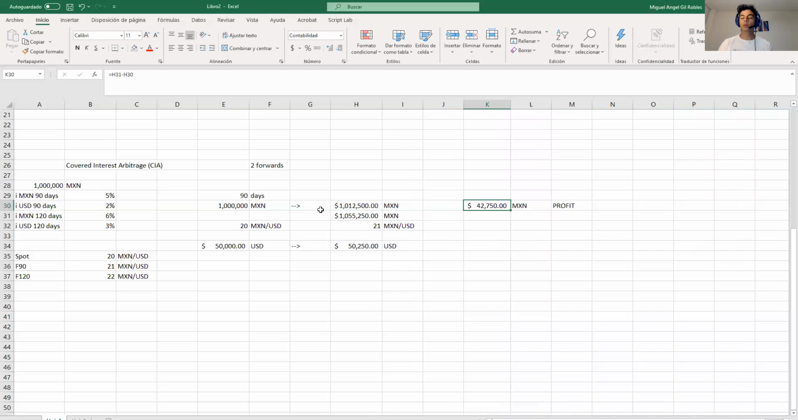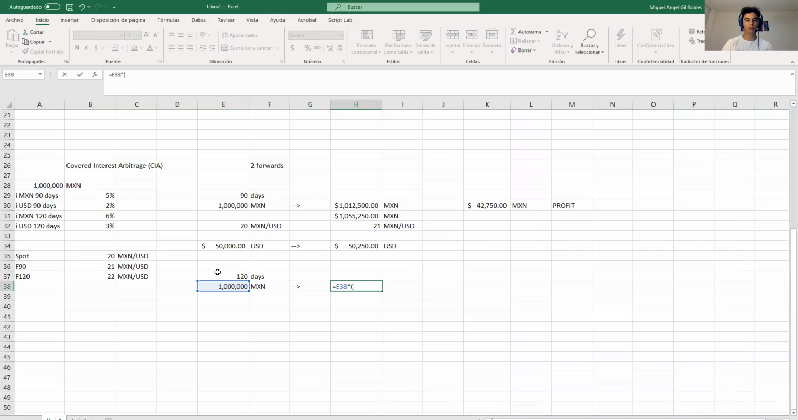And I am done with the first simulation. I need to do the second one. The second one is for 120 days. So I need to do the second simulation. It will be the same, 1 million pesos. I need to convert the 1 million pesos into future value using the formula.